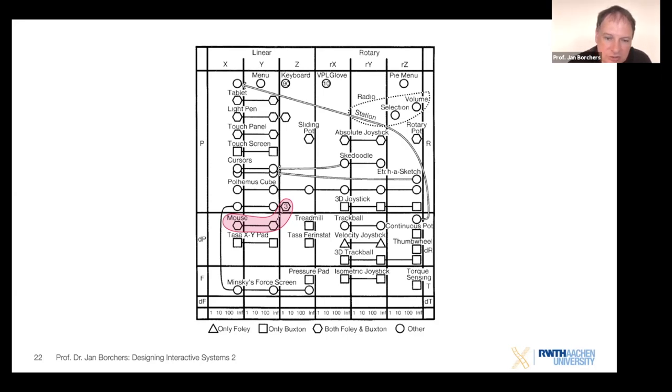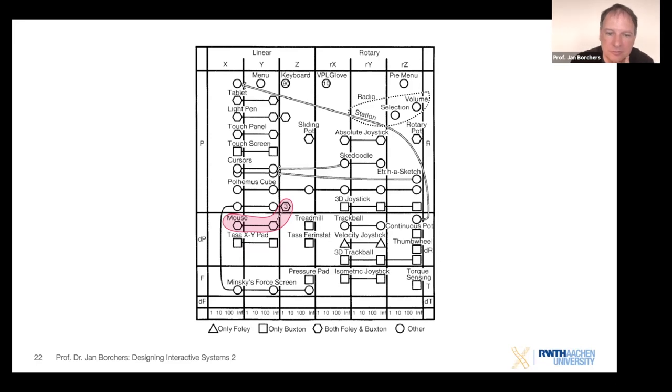And what Stu Card and his friends were doing here, they were basically trying to show that their design space was better than the other design spaces because they were able to place all the devices that Foley and Buxton were placing and more. You can see, some were placed only by Foley, others only Buxton was able to model in his design space. Some were modeled by both Foley and Buxton, and they've got all these in here, and they've got more that only Stu Card and his colleagues were able to model or place into their design space. So they were trying to show that their design space was the most encompassing one, the most universal one.